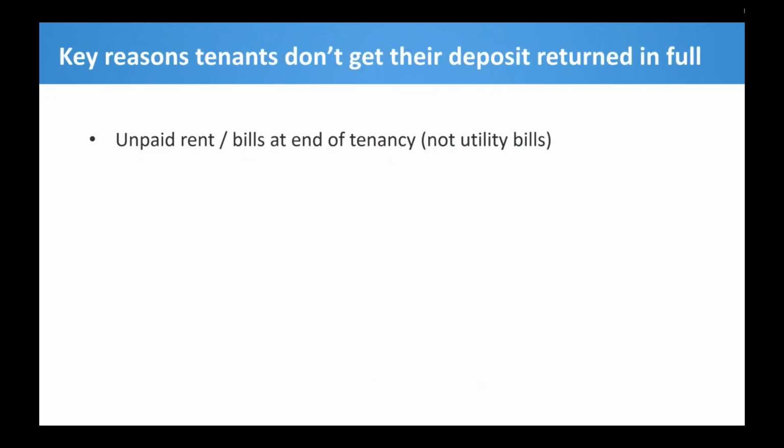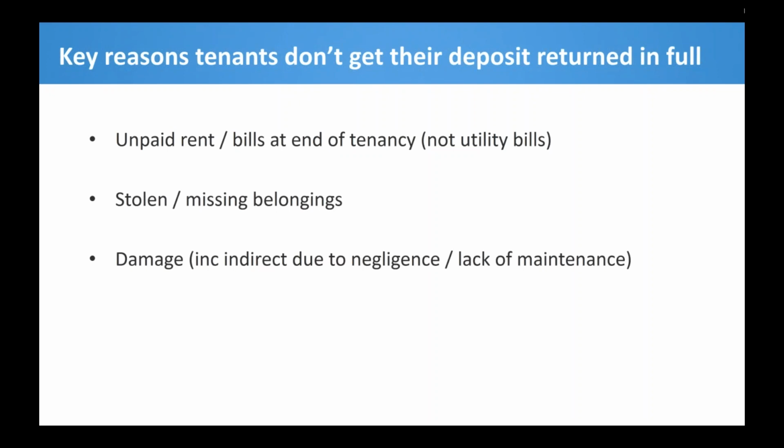The key reasons why tenants don't get their deposit returned, and I think it's just interesting to know what these are so we can ideally preempt them prior to the end of the tenancy disputes that do sometimes occur, and this is in order: unpaid rent and bills at the end of the tenancy. So, for example, people not paying their last month's rent. I put on here not utility bills because generally gas, electricity, etc. are in the names of the tenant, and the relationship is therefore between your energy provider and your tenants rather than with yourself. Items in the property that are stolen or missing. Damage, whether this is indirect or direct, and also lack of maintenance.